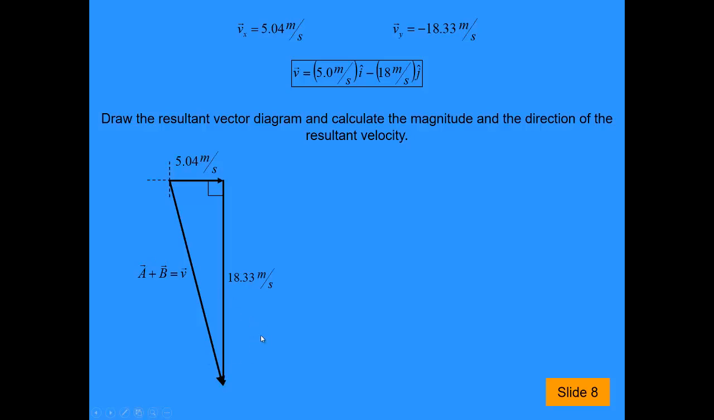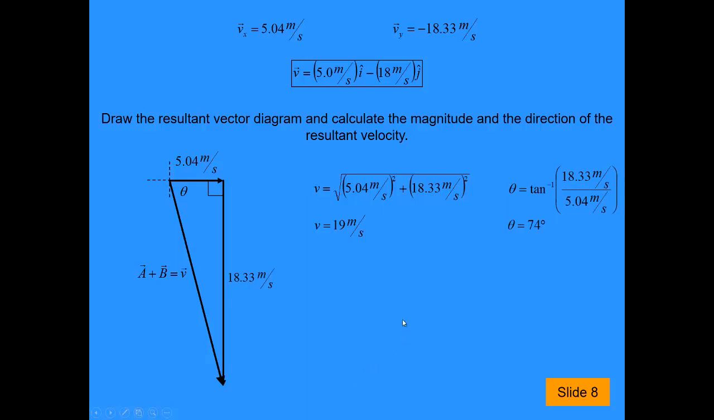Now that we have this, it's pretty straightforward. If we want the magnitude, we just do a Pythagorean theorem. Now I'm going to round off to 2 sig figs, 19 meters per second. We need an angle for the direction. Don't forget the direction, right? Always at the tail of the resultant, so I might find that angle. I would do that with an inverse tangent of opposite over adjacent and get an angle of 74 degrees.